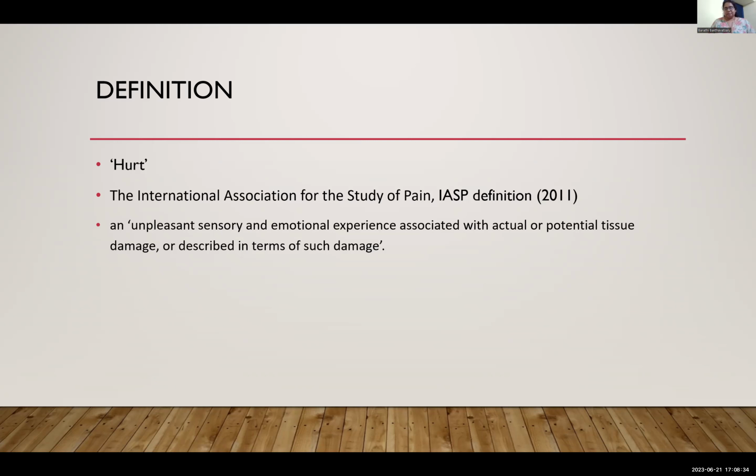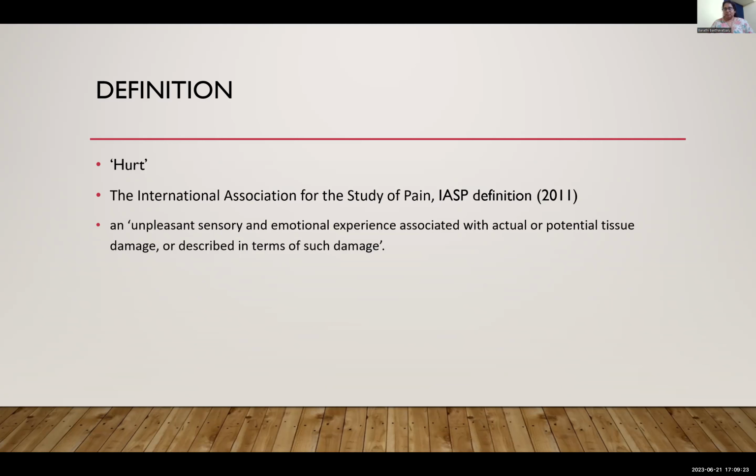And this sensation and emotional experience is associated with actual or potential tissue damage. So what is actual, what is potential? Actual is what you are able to visually see and appreciate. For example, there could be a cut that you can see physically. So that's actual tissue damage. Or it could be potential tissue damage. Potential is where, for example, a blunt injury to the abdomen, where you won't be able to see the damaged tissue inside unless you take a CT scan of the abdomen.